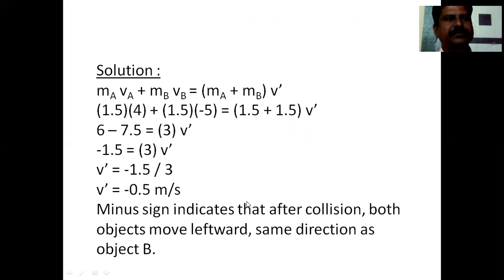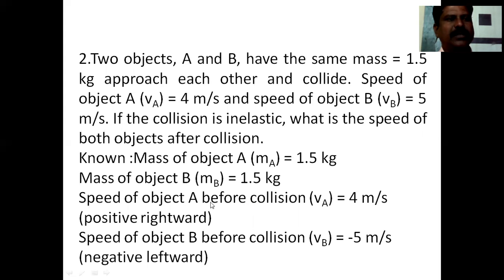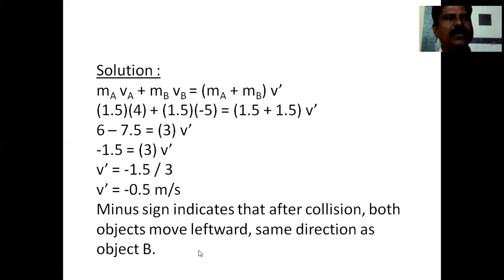The speed of object A before collision is 4 meters per second, which is in the positive direction. Whereas B, which is approaching towards A, is taken as minus 5 meters per second, in the negative direction.